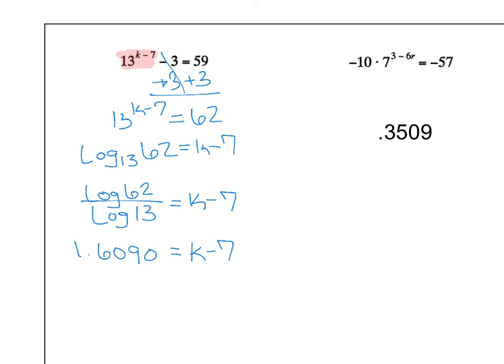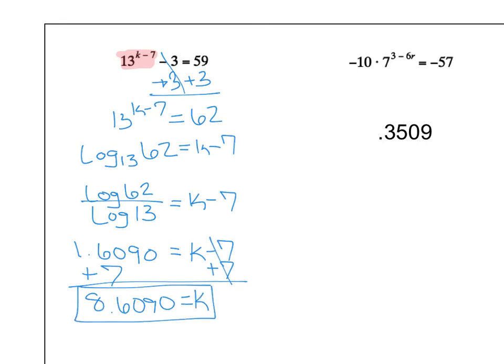All right, and then now we're just solving to get that variable by itself. So we're going to add 7 to both sides. We're going to end up with 8.6090 is equal to k. So all we're really doing here is we're embedding these ideas of logarithms using the exponential form to logarithmic form. So that change there. We're then using the change of base formula and calculating from there and embedding that into our algebraic equations. All right, this wasn't supposed to be here, but this is the answer that we should get.